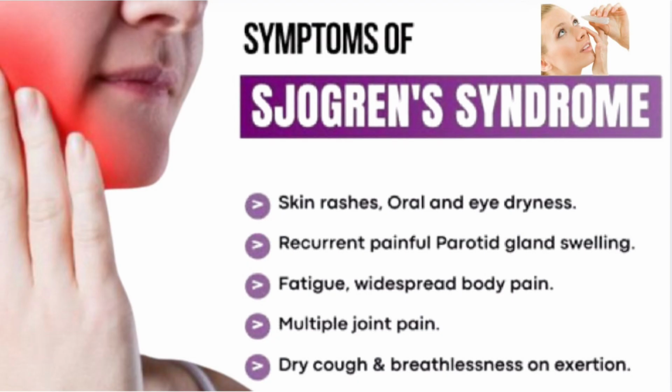Closing statement. This is Dr. Yogesh. I hope this explanation helps you clinically and academically to recognize and manage Sjögren's syndrome confidently. Remember, a simple question about dryness can uncover a systemic autoimmune disease early. Stay curious, stay observant, and keep learning.